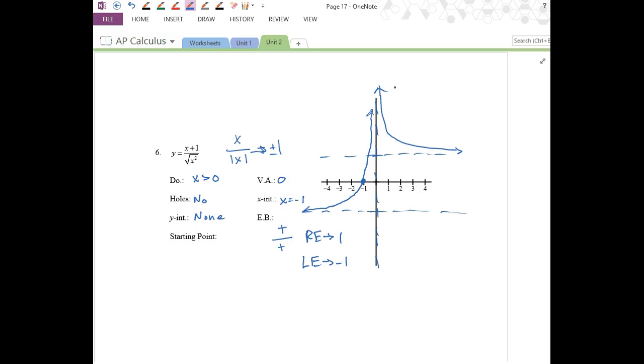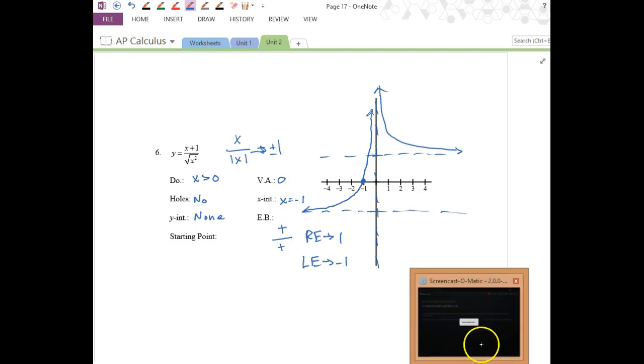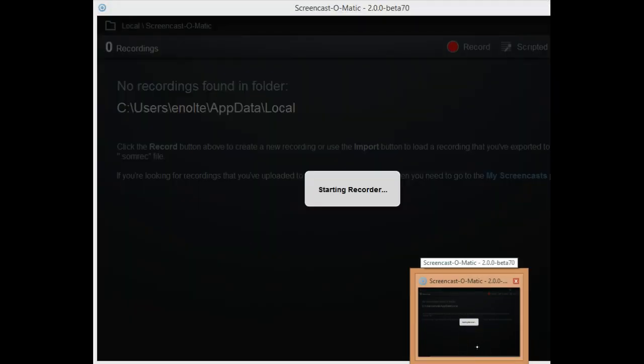What is VA? Vertical asymptote. Where do you know where the horizontal is? You have to look at the exponents. So if it's bigger on top, bigger on bottom, or the same.